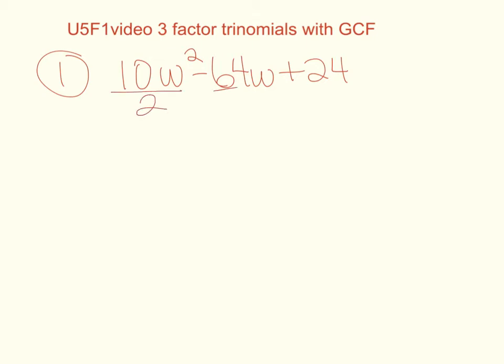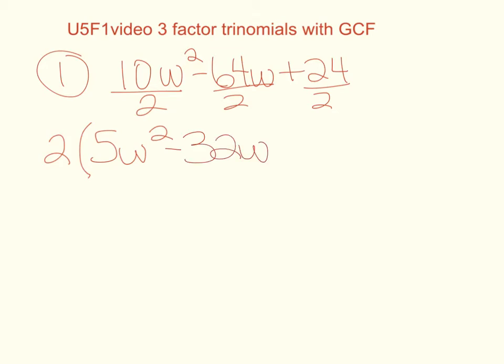Remember, when you factor 2 out, it's like dividing by 2. And that 2 is going to come outside my parentheses. So now I have 10w squared divided by 2, which is 5w squared, and then negative 64w divided by 2, which gives me negative 32w, and then 24 divided by 2 is 12. Always double check: is there another number besides 1 that'll go into all 3 of those? And there's not. So now I can start factoring my trinomial.